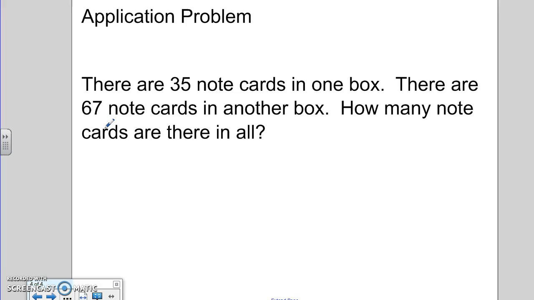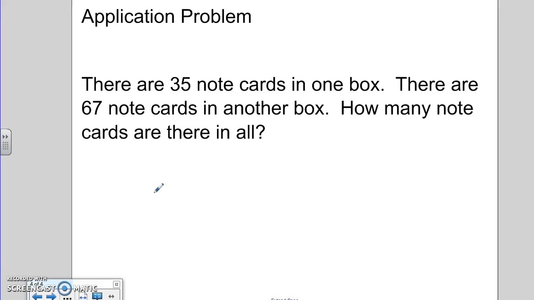And one part that we know is 35, and the other part we know is 67. We need to find out the whole. So you can use vertical form, you can use the chip model. Pick one of those strategies, and if you don't have your morning work journal out, go ahead and get your morning work journal. Once you have your morning work journal, go ahead and press pause. Solve the problem. When you're ready to check your work, press play.